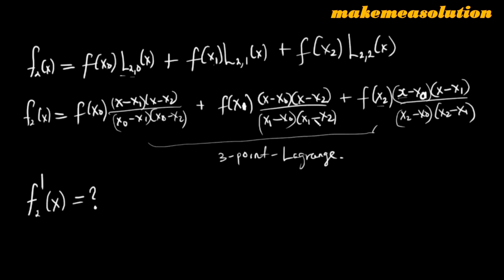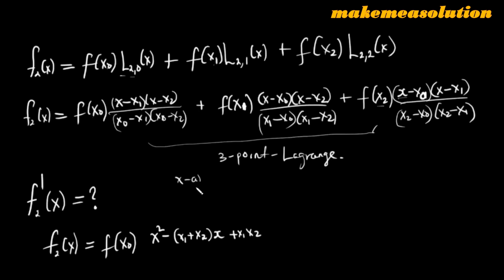Now, before we actually go on with the differentiation of this one, I want you to know that this f2 of x is going to be the same thing as your f of x naught. If I expand this, I'm going to get x squared minus x1 plus x2 x, then plus x1 x2. So I'm using the rule that x minus a, x minus b is equivalent to x squared minus a plus b x then plus ab. So that's what I'm using for this particular scenario.